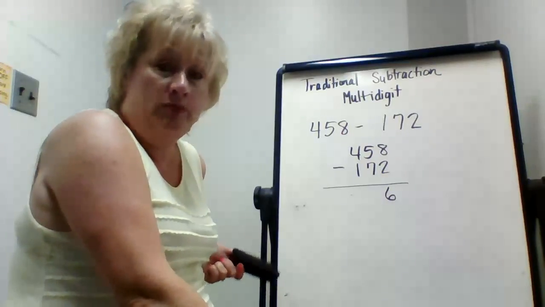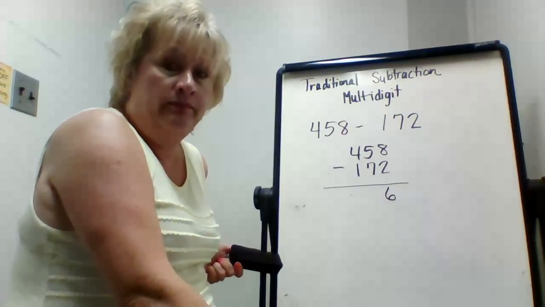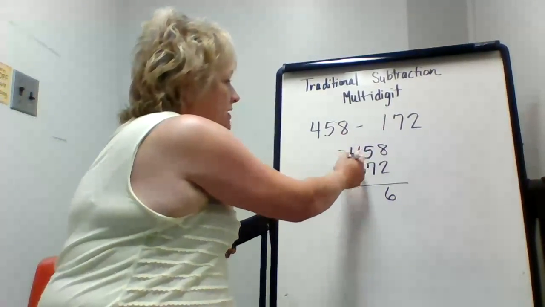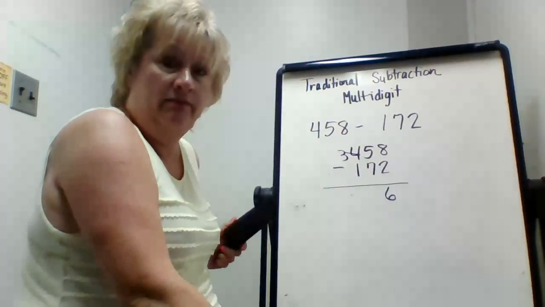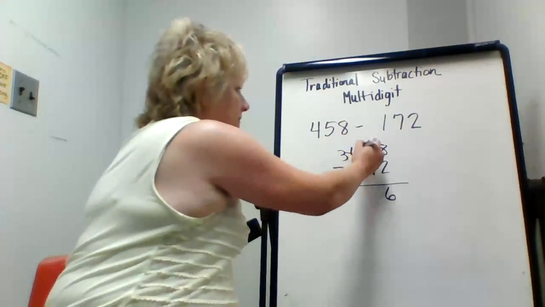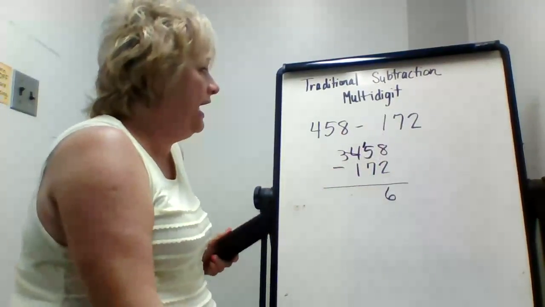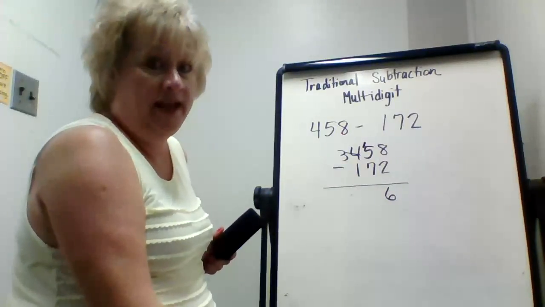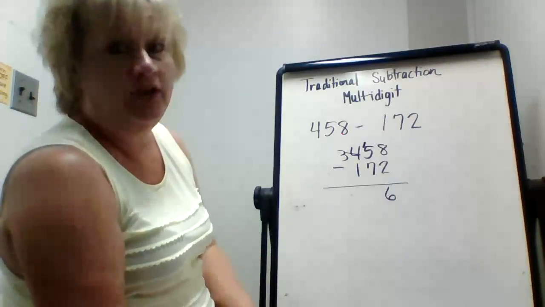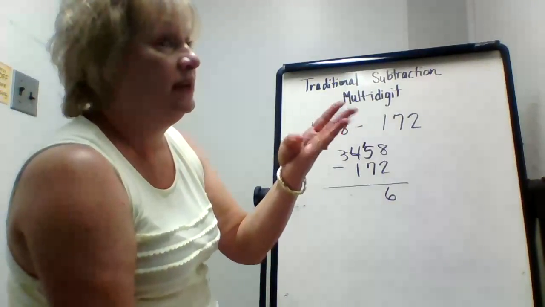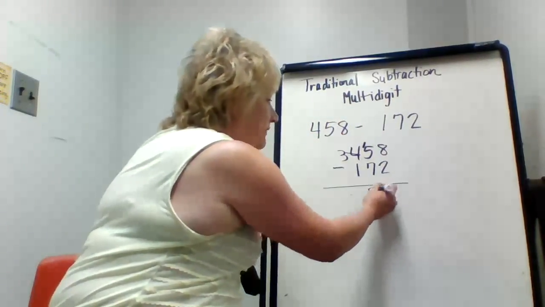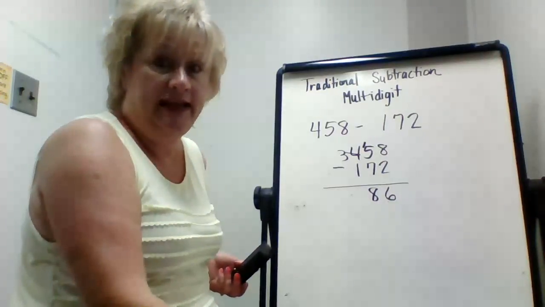Can't do that. Do you remember what we did in the last problem? We had to go next door and borrow. Well, I'm going to borrow 1 from here, but this time I'm borrowing from the 100 spot. So I'm going to take 100 away and turn it into 10 tens. And now I have 15 tens. 15 tens minus 7 tens. Again, you can count up if you want. 7, 8, 9, 10, 11, 12, 13, 14, 15. That's 8. And if you know your math facts, you can just say 15 minus 7 is 8.